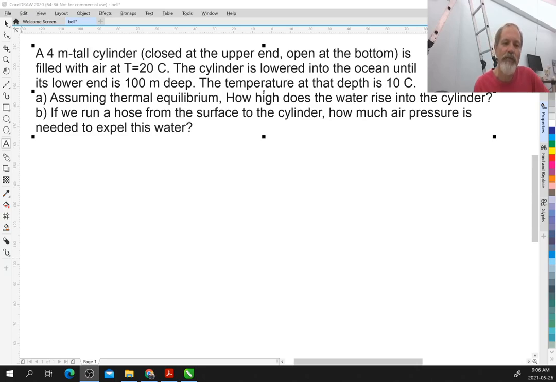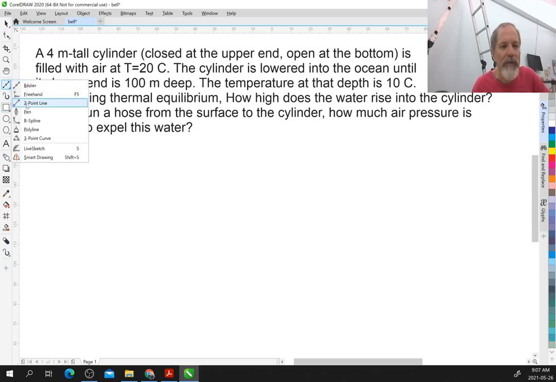And after we've done that, we'll try to see if we run a hose from the surface to the cylinder, how much air pressure is needed to expel this water. Okay, so as I look at this question, my first step is probably I'm going to want to do diagrams. This looks like A, B, C. So we've got three situations we want to work. We've got a before situation, a middle situation for A, and a final situation for C. So I'd probably start by trying to draw my picture here.